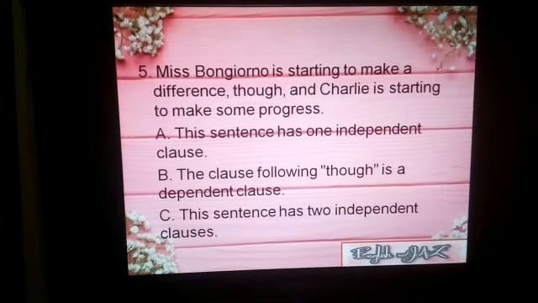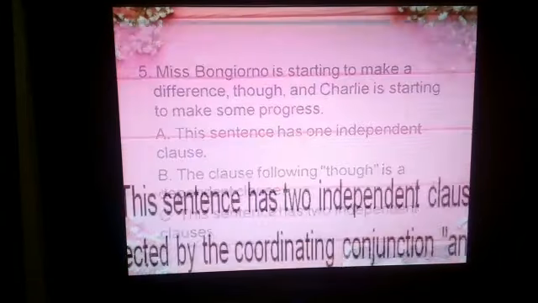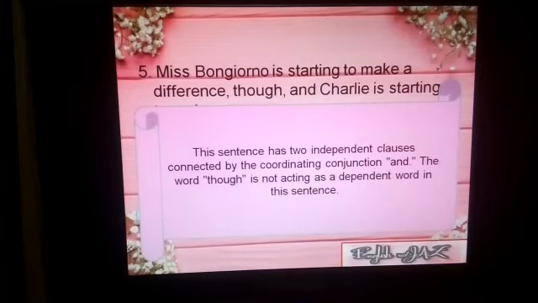For number 5, our correct answer is letter C. This sentence has two independent clauses. It has two independent clauses connected by the coordinating conjunction and. The word though is not acting as a dependent word in this sentence because it is part of the sentence.